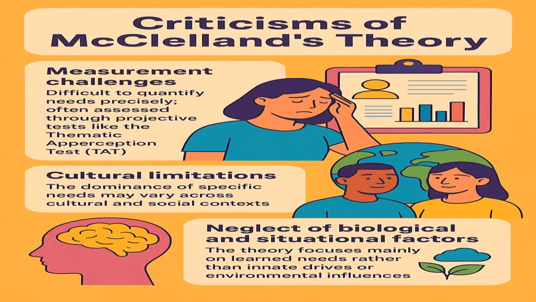Criticism of McClelland's theory: first is measurement challenges. It is difficult to quantify needs precisely, often assessed through projective tests like the Thematic Apperception Test. So what is the Thematic Apperception Test? It is a projective psychological test where a person creates stories about a series of ambiguous pictures to reveal their underlying motives, conflicts, and emotions.